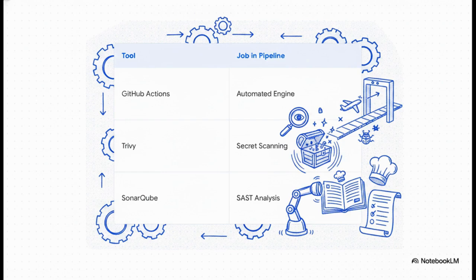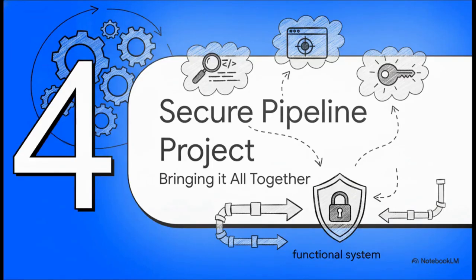Next, we have Trivy. Trivy is a super comprehensive security scanner, and we're going to use it specifically to hunt down vulnerabilities in our dependencies and handle all our secret scanning. And finally, we've got SonarQube. SonarQube is an incredibly powerful platform that analyzes your overall code quality and executes our SAST, our static analysis. It's the tool that's going to be reading our recipe to find those structural flaws.